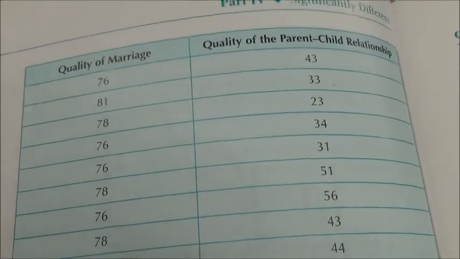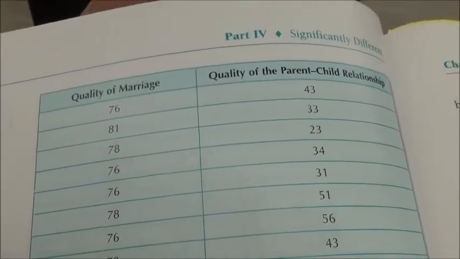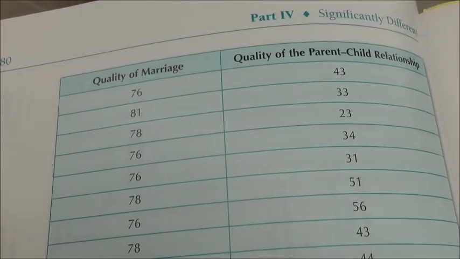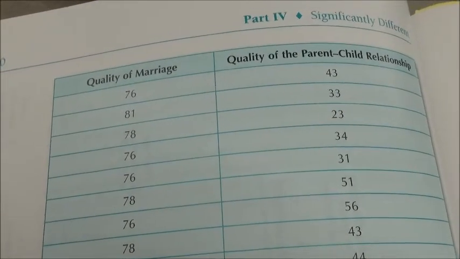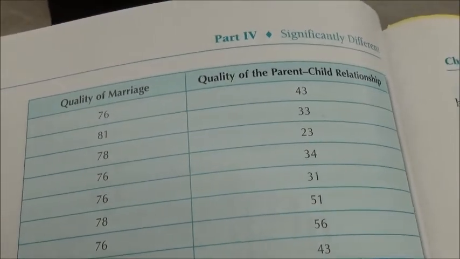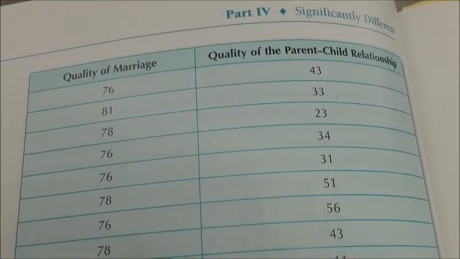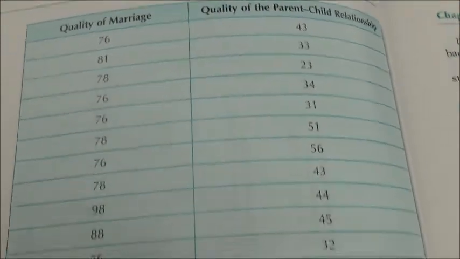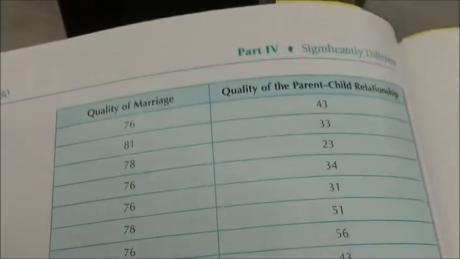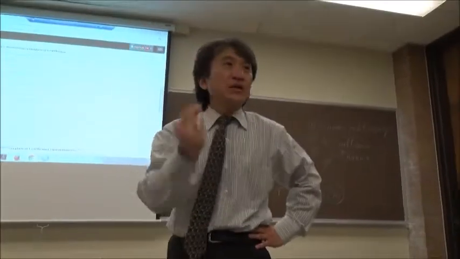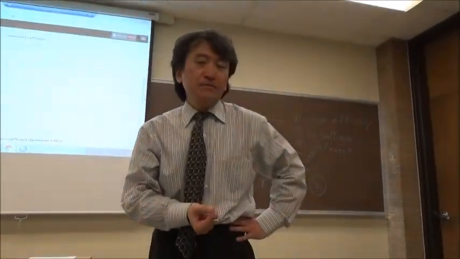For the sake of this discussion, we are going to put quality of marriage into X. But here is a difficulty about correlation. Correlation is not causation. If parent-child relationship is bad, that will affect marriage. That makes your marriage bad. The whole point I am making here is that causation is not correlation. It's really difficult. With me so far?